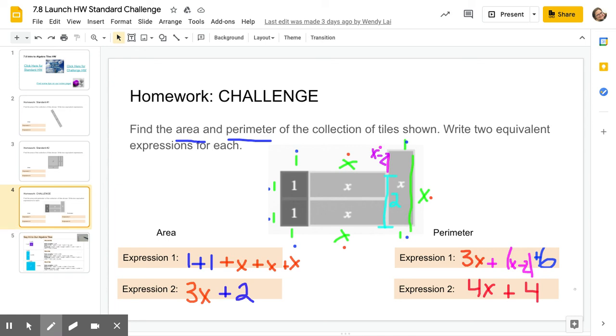Now, you may have different equivalent expressions using the commutative property. You may have different equivalent expressions, and that's absolutely fine, but these are two.